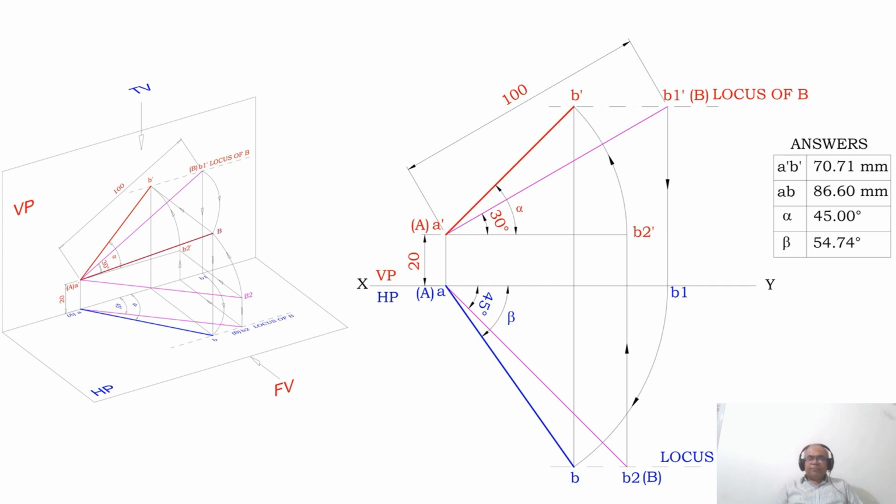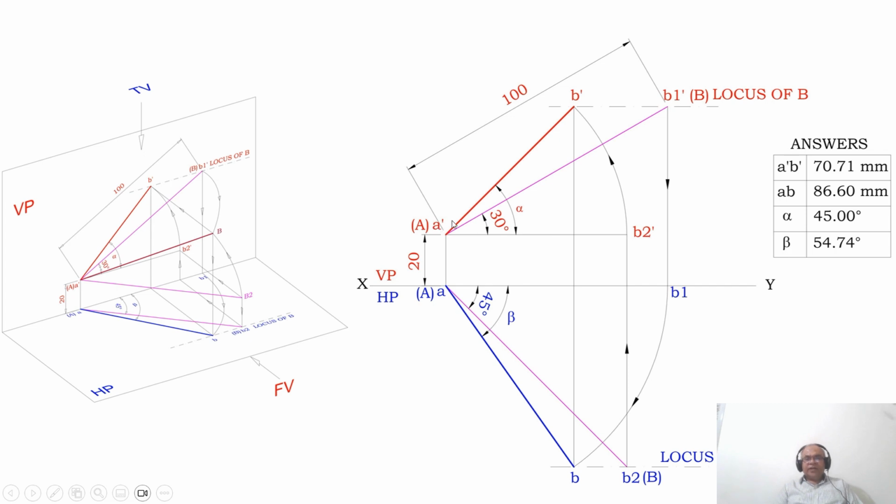Now, how do I know that my problem is right? How to identify that? You can see the point A is above HP by 20 mm and it is on VP. The true length of the line is 80 mm, which is inclined at 30 degrees to HP, and the true length of the line capital AB is 100 mm long, inclined at 45 degrees to VP. You know that this is the front view. In the front view this line is in true length. That means the corresponding top view is parallel to XY.